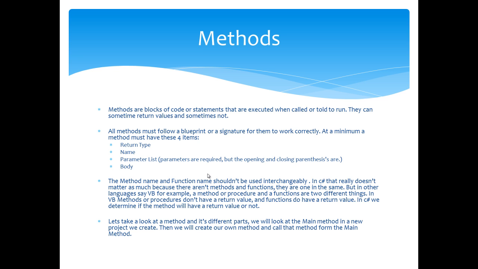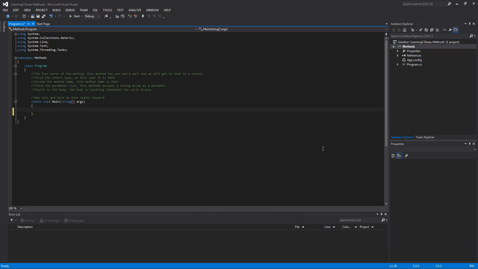So let's go ahead and take a look at a method in its different parts. We will look at the main method in a new project that we create. Then we'll go ahead and create our own method and call that method from within the main method. Alright, now that we got our new project created here, I just labeled my project methods, and the solution name is Learning C# Methods here.